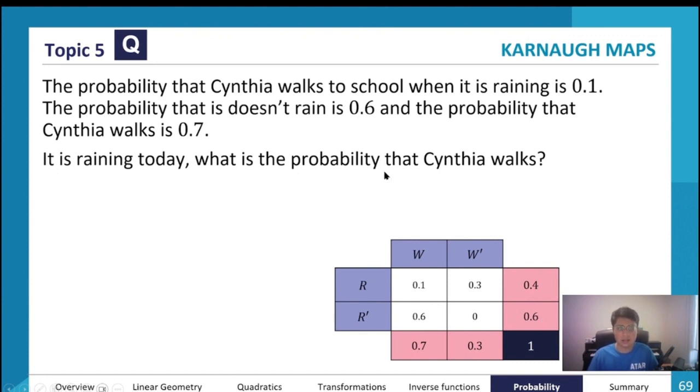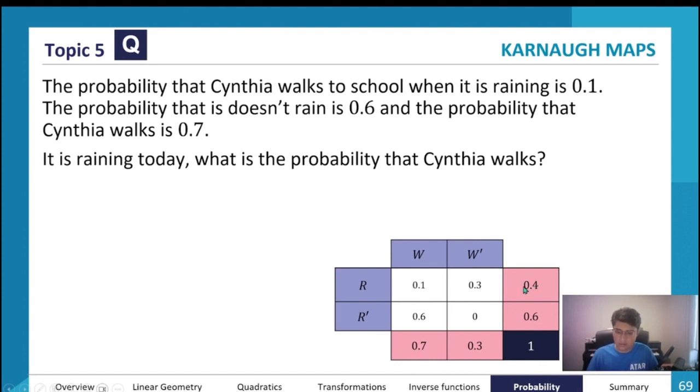The probability that Cynthia walks is 0.7. So Cynthia walking is represented by W. We go all the way down to the bottom. This is going to be the probability of W, and we put a 0.7 there. So forget about all these other values that we've written down. We know that this box is 0.1, this box is 0.6, this box is 0.7, and this box is 1.